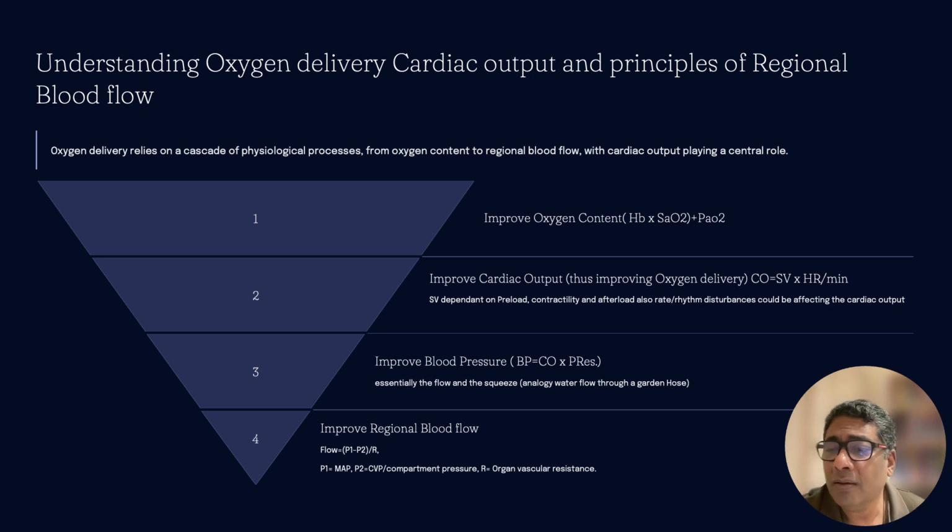Now, once this is done, imagine I've given the fluid and I've done the echo, or a point of care ultrasound instead of an echo, that's fine, and now I want to improve the blood pressure. Still the blood pressure is not right. So I'll go to the formula of blood pressure, which is a product of cardiac output and peripheral resistance. I've optimized the oxygen delivery, I've optimized the cardiac output, but peripheral resistance I have not touched.